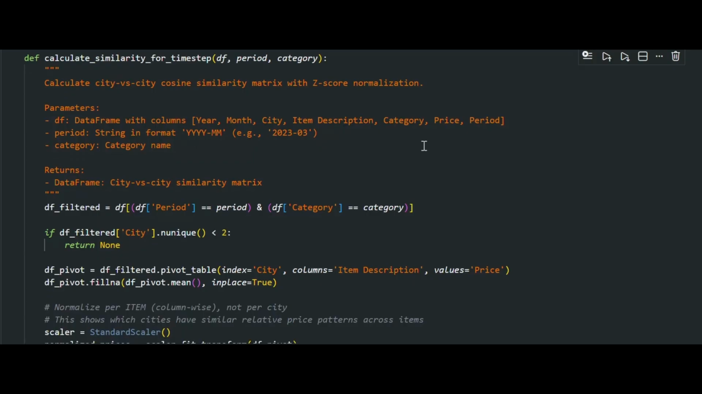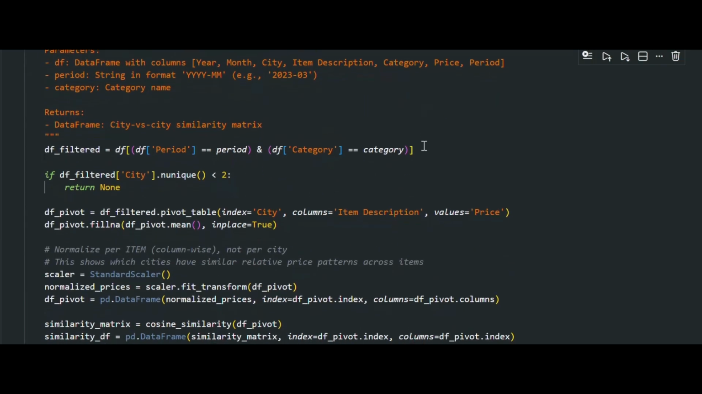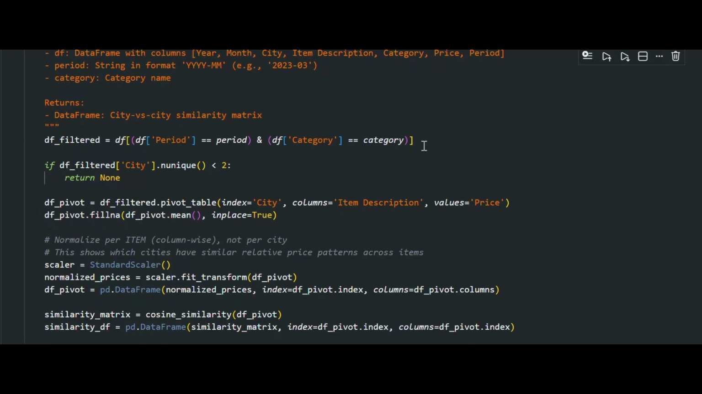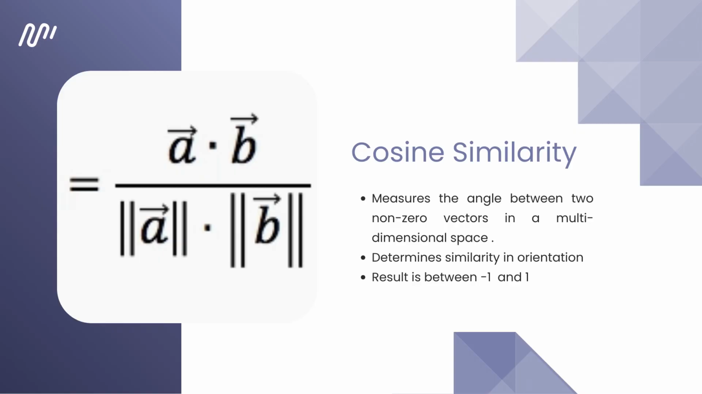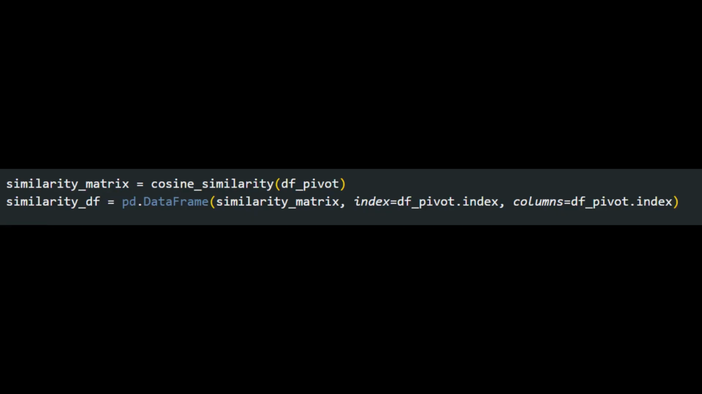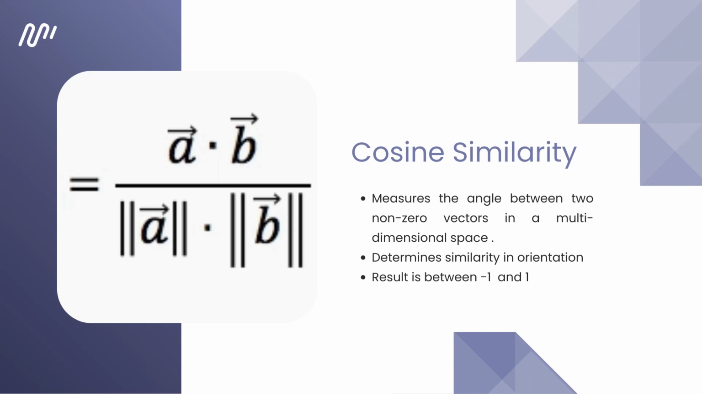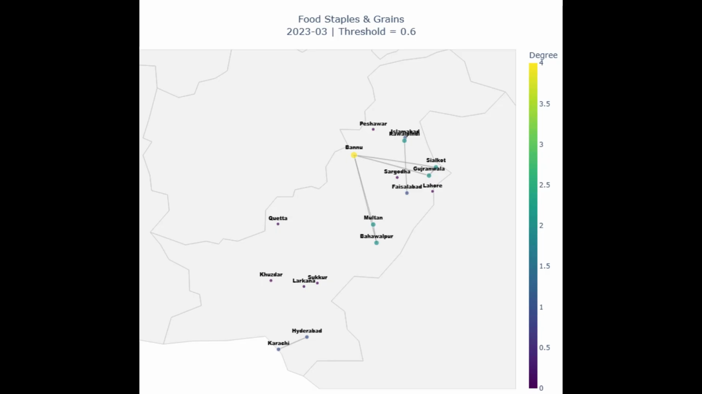By normalizing each item's prices across cities, we capture which cities move together relative to the national average for each product. We computed pairwise cosine similarity between normalized city vectors using scikit-learn's cosine similarity functions. This measures the angle between two city price vectors. A similarity of 1 means identical price patterns, while -1 means opposite patterns. Edges are formed only when similarity exceeds a certain threshold.